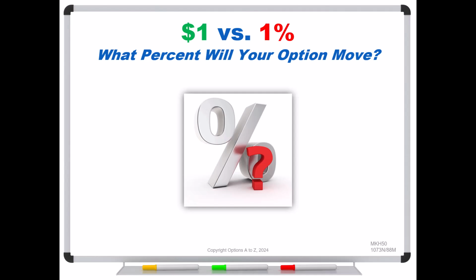Just as if you have a 50 delta, you can't say that you always have a 50 delta. And if you come up with a calculation that says you're going to make 25% on that next dollar move, it's not always going to be that. It's always going to change. So let's go find out: if the stock moves $1 versus 1%, what percent will your options price move?